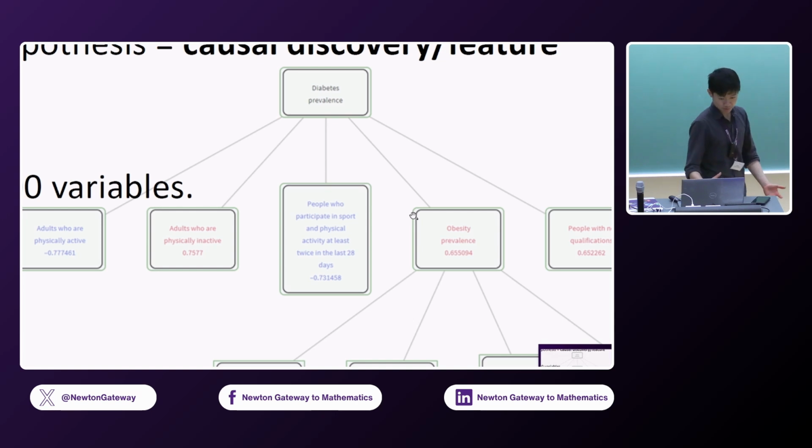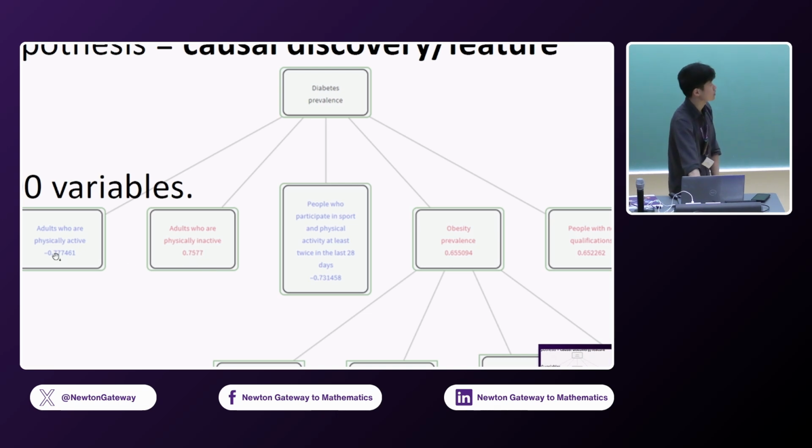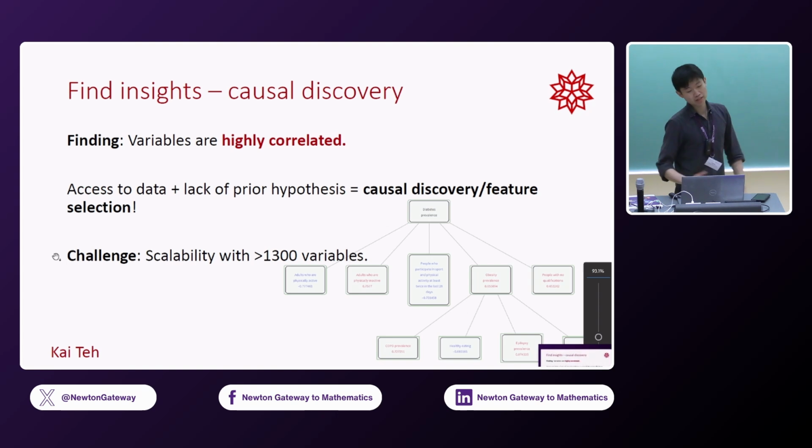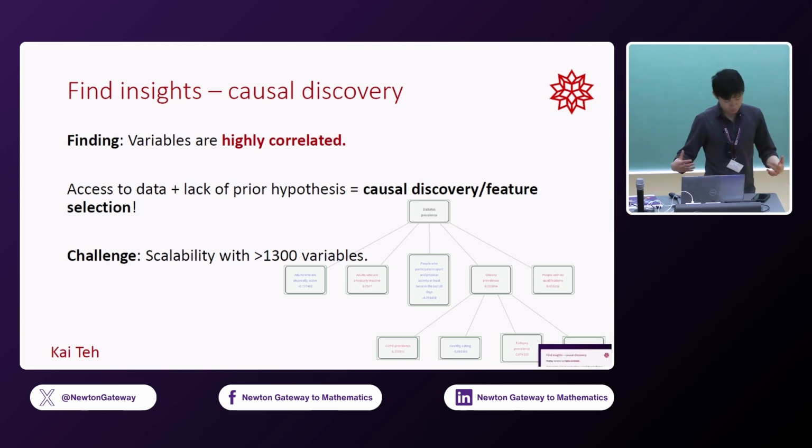Here's roughly how the results look. Here we show the correlations of variables with diabetes prevalence in the population. For example, here you have physically inactive adults correlated with diabetes prevalence with a correlation of negative 0.7577, and here's positive 0.7577 and negative 0.77. From that we can then just take the most correlated variables to be potential causes of diabetes prevalence in the population, right?